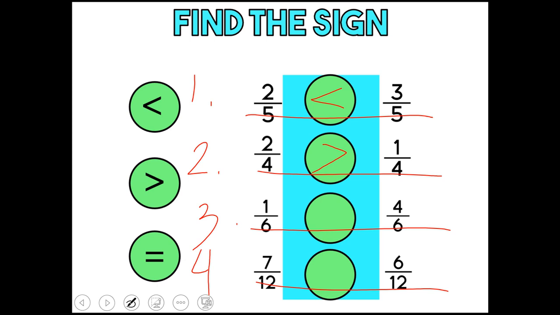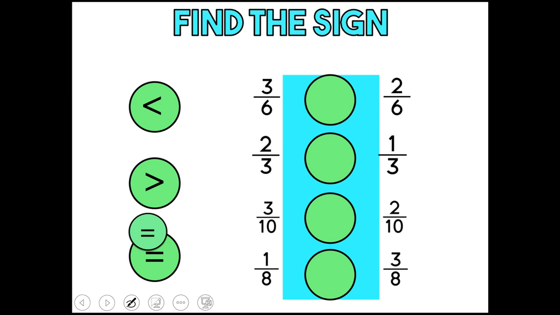2, good. And for number 3, which one is bigger? 4 or 1? 4 is bigger. And which one is bigger for number 4? Is it 7 or 6? 7 is bigger. Good job.